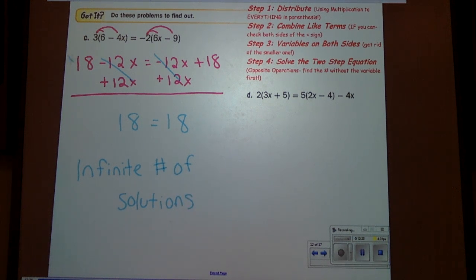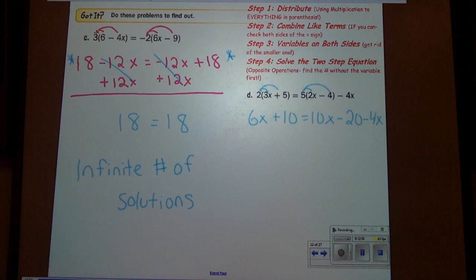All right, and then letter D. We're going to start here. You could see 18 and negative 12x, and you have a negative 12x and 18 on the left, so they're identical. All right, in D, when we distribute, we get 6x plus 10 equals 10x minus 20, and we're going to bring down the minus 4x.